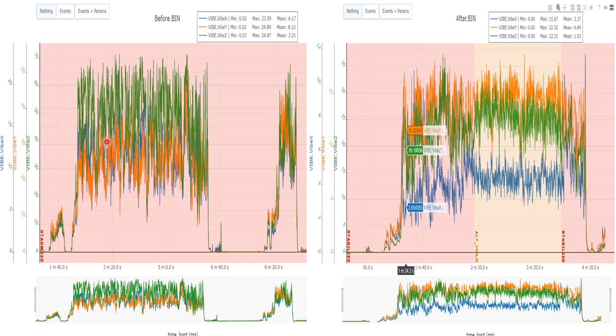But yeah, it's cool to see how you can tweak it and bring it within parameters a lot more and keep it from vibrating a lot.